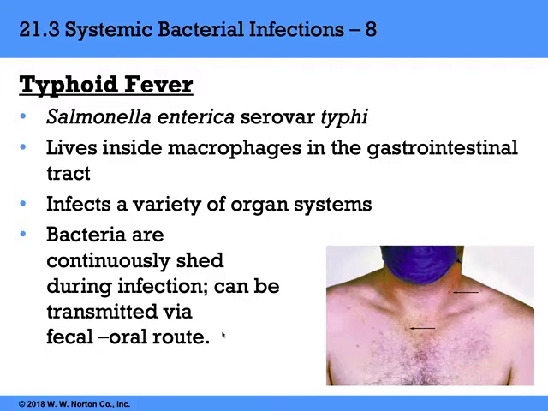Okay, typhoid is caused by a salmonella bacterium called Salmonella enterica, and the serovar subtype is typhi. Okay, serovar just means that it reacts with an antibody to a surface protein that puts it in that group. Okay, and surface proteins usually are an indication of where it'll attach. Okay. It lives inside macrophages in the gastrointestinal tract.